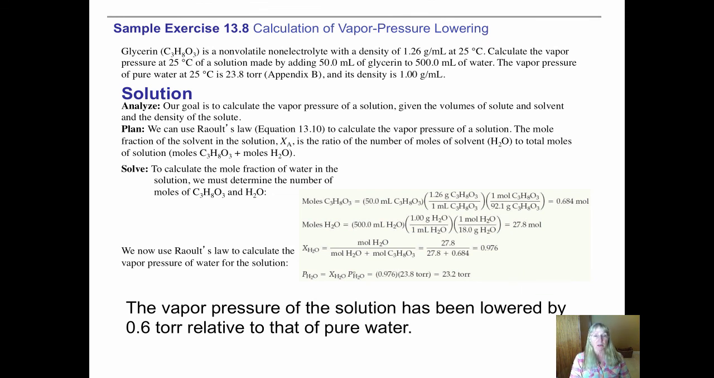That's pretty much all there is to Raoult's law. Use this as a guideline for the three or four problems you have about vapor pressure lowering, which you will find either in your practice problems worksheet or in the colligative properties worksheet. Until then.